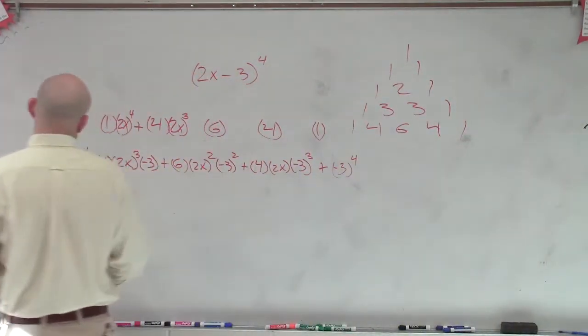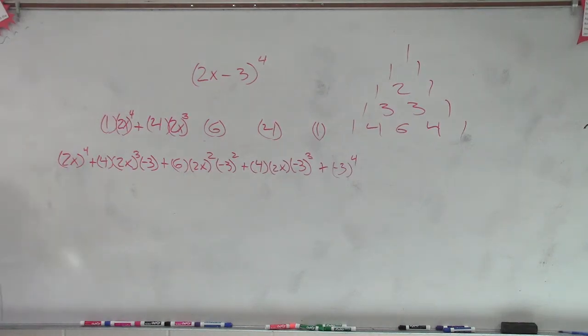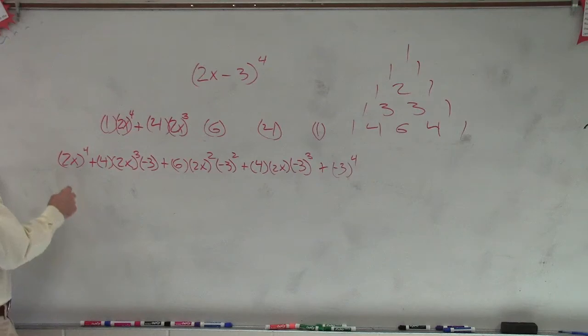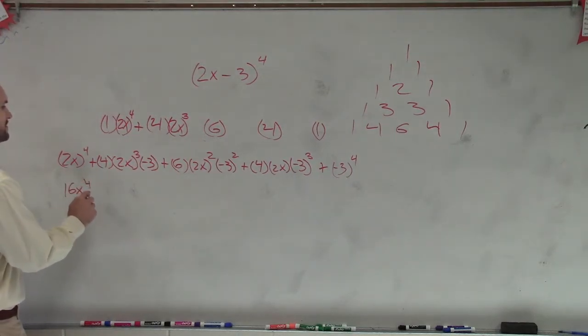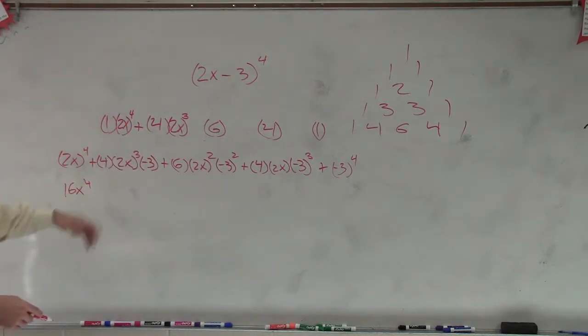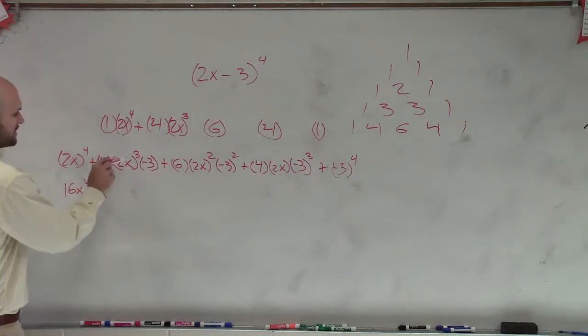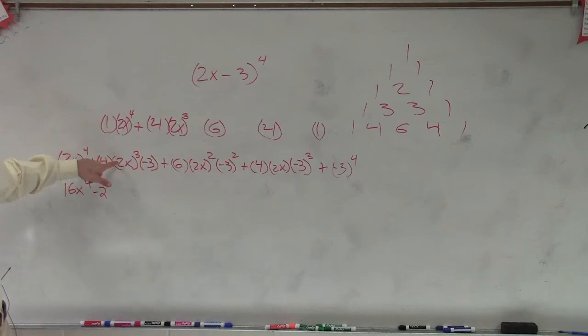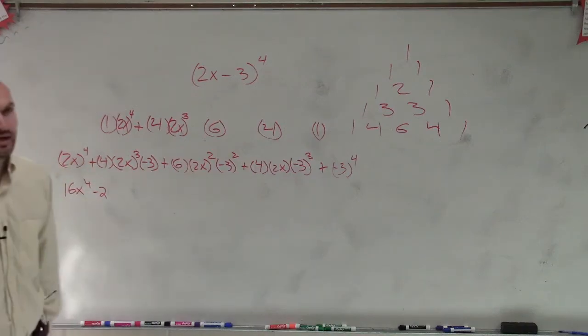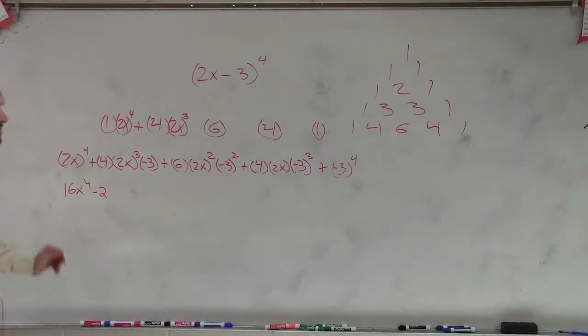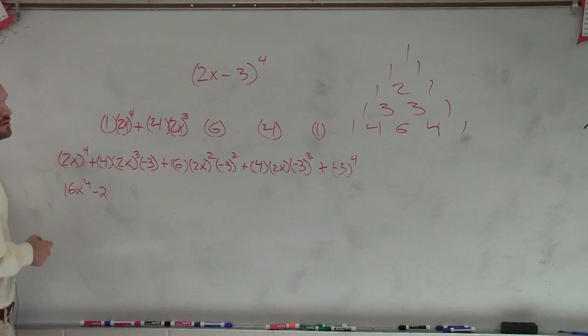And then you can multiply that out. 2 to the 4th power is 16, x to the 4th. 2 to the 3rd power is going to be 8. That's 2 cubed, that's 8. 8 times 4 is 32, times a negative 3.